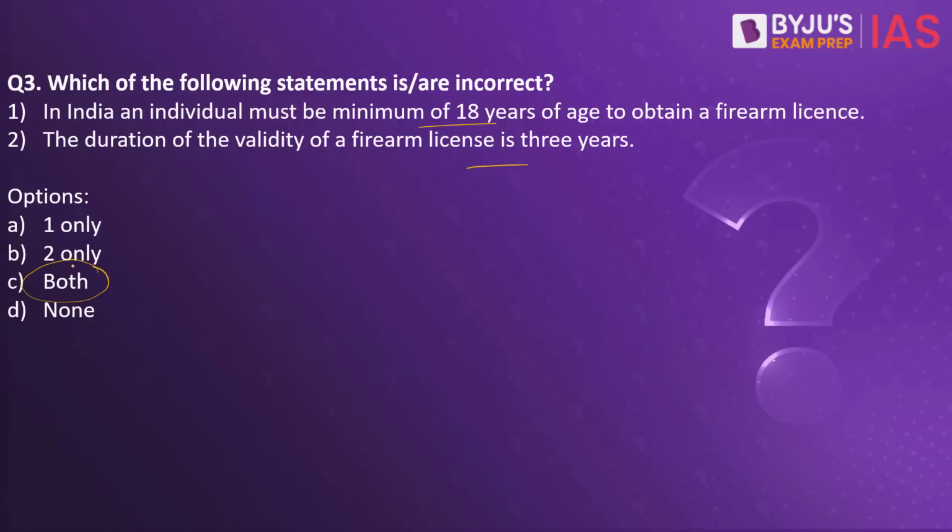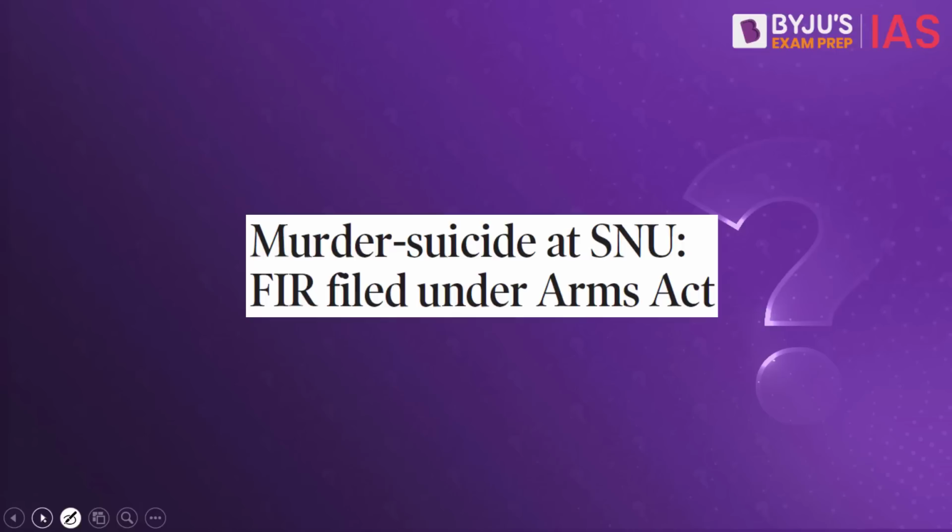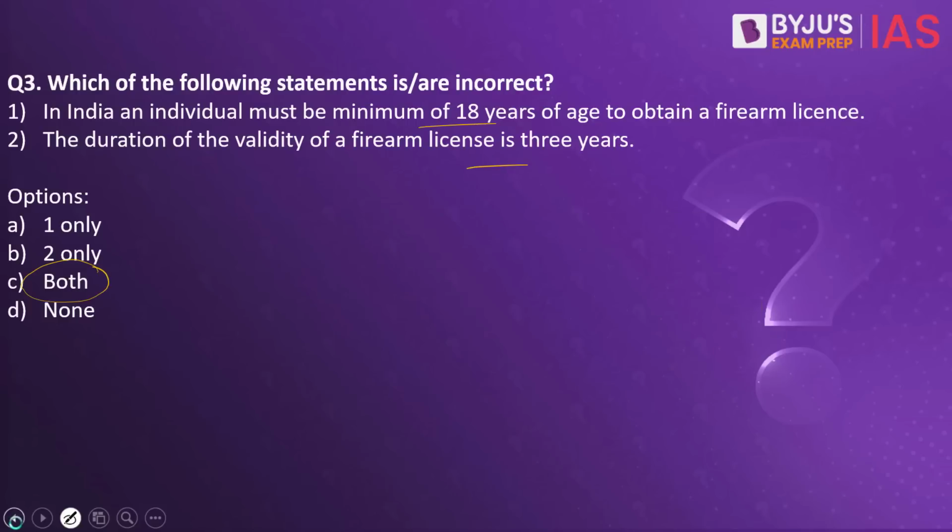Why have we taken this practice question? Because this article in the Indian Express makes a reference to the Arms Act, which is why we have taken this practice question. When you look into the first statement, in India, an individual must be a minimum of 18 years of age. This happens to be a wrong statement. Why? Because the minimum age to procure a licensed gun or arms happens to be 21 years and it is not 18 years. So the first statement is wrong.